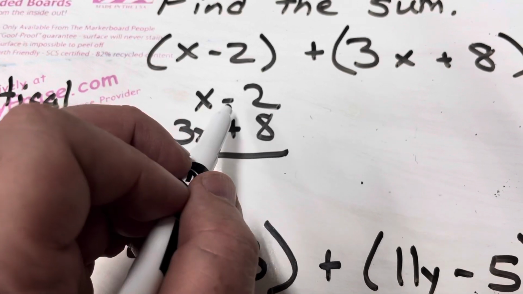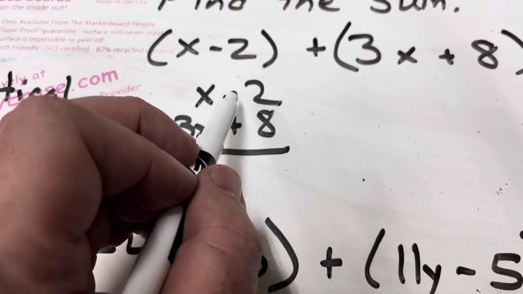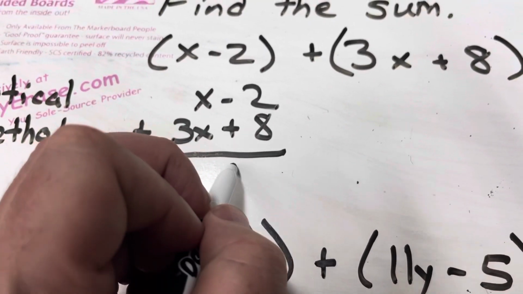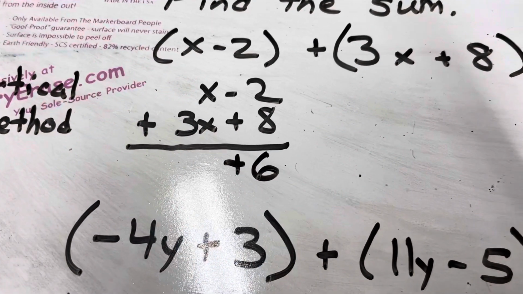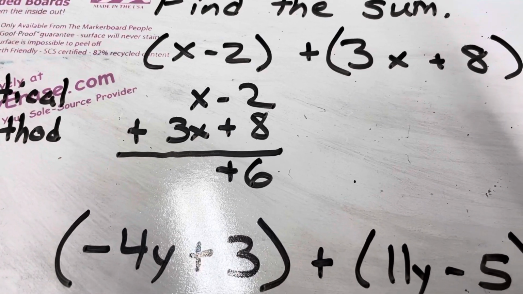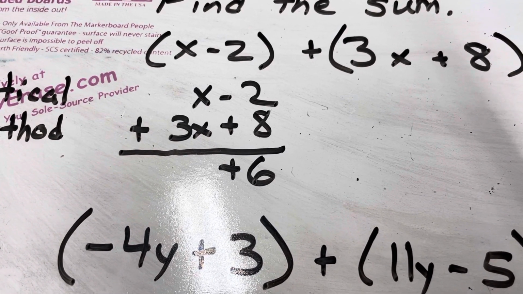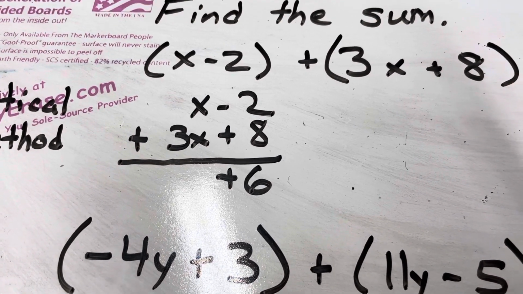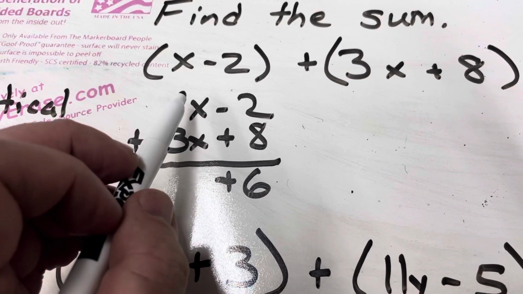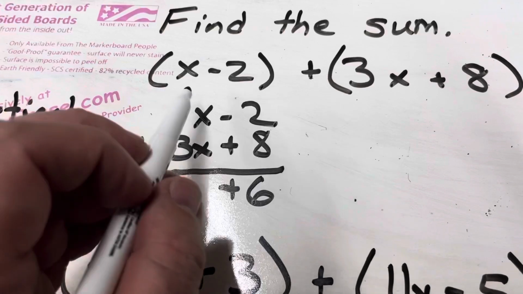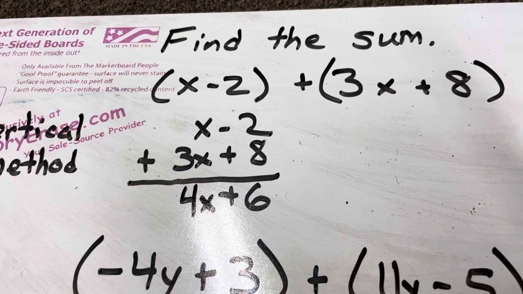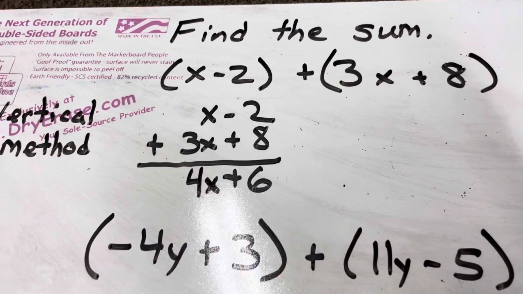This is minus 2, but we want to think of it as a negative 2. So it's negative 2 plus 8. A negative 2 plus 8 equals a positive 6. Okay? If that makes sense. Okay? So then, when I'm going through this one, then I have x plus 3x. Now remember, this x, there's nothing here, so there's like a 1 in front of it. It's 1x plus 3x, which equals 4x. That's going to be 4x plus 6.